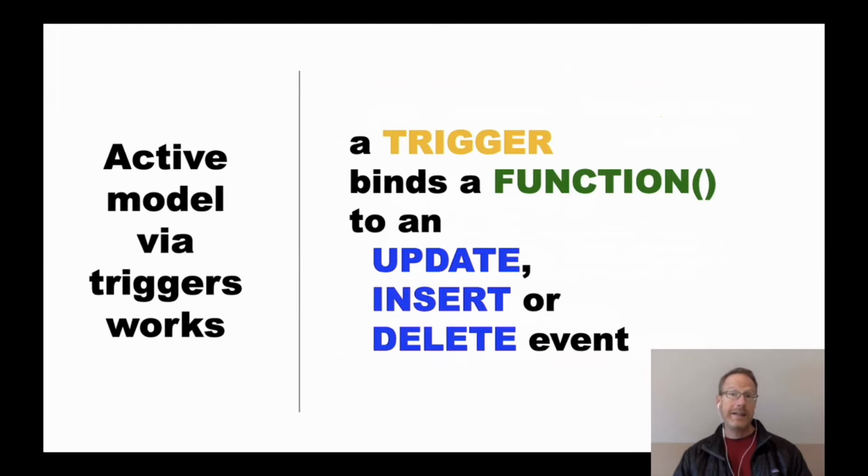But this is exactly what we need. As our objects move, we're repeatedly running an update on the objects table to change the location. And if we fire off some logic every time that happens, we have an active system. So a trigger consists of two pieces, the trigger function that defines the logic which gets run, and the trigger definition that binds the function to the table and the particular events, inserts, updates, or deletes that fire the trigger.